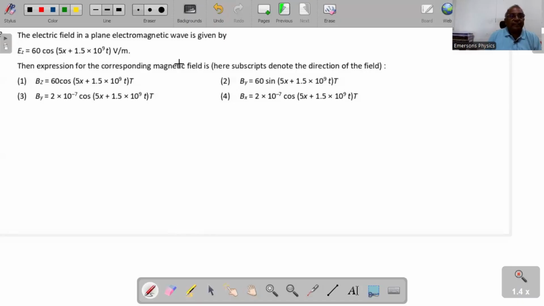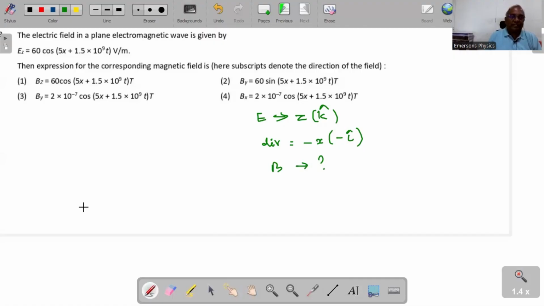Electric field in a plane electromagnetic wave is given by E. That means electric field is in the z-axis, k vector. Okay. And the wave is propagating, it is clear. Here it's plus. Upper direction of propagation is minus x, in other words, minus i component. And the expression for magnetic field is asked.